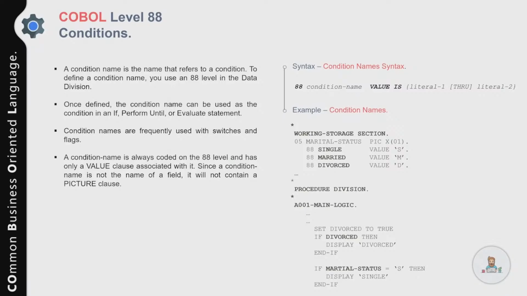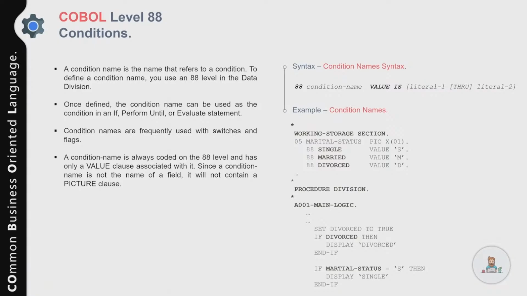Now let's talk about our example. In the following example, we have defined a variable that is marital status with a length of 1 and the data type is alphanumeric. The three possible values of this particular variable are S, M and D. S denotes single, M denotes married and D denotes divorced. And all these three condition names are defined at level 88. We're going to use that directly instead of using the marital status variable in our logic.